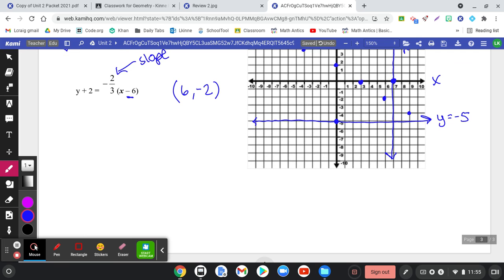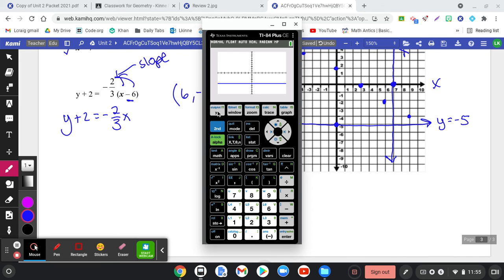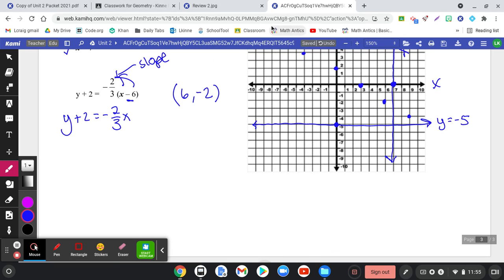So if it's easier, just solve for y. Distribute. So we'll leave the y plus 2. Negative 2/3 times x is negative 2/3 x. And then we'll do negative 2/3 times negative 6 right in your calculator. So we have alpha y equals negative 2 over 3. If you put the negative out front, that's okay too. Times negative 6. We get positive 4.